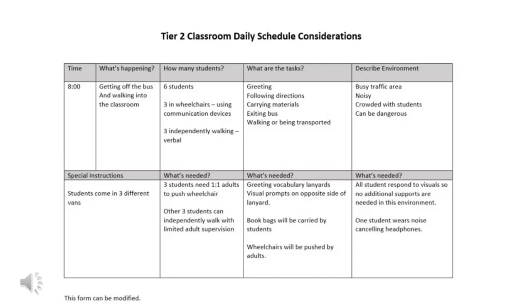This is where you would put any specialized tools or instructions that students may need. Things listed here are core vocabulary lanyards, so adults can model a greeting as the student gets off the bus. On the back of the lanyards are visual directions for the student who might need that type of support. Please take time to read through this example in the materials provided.